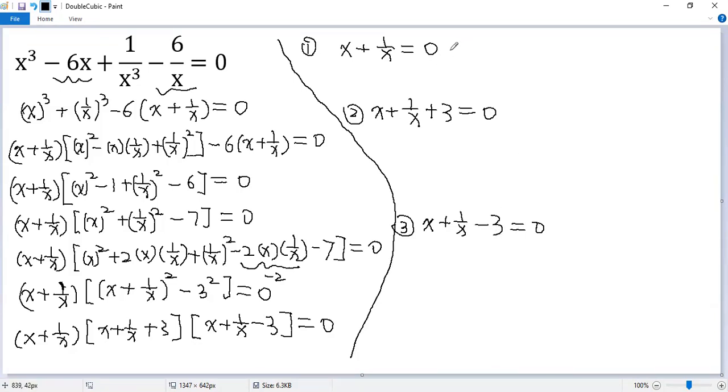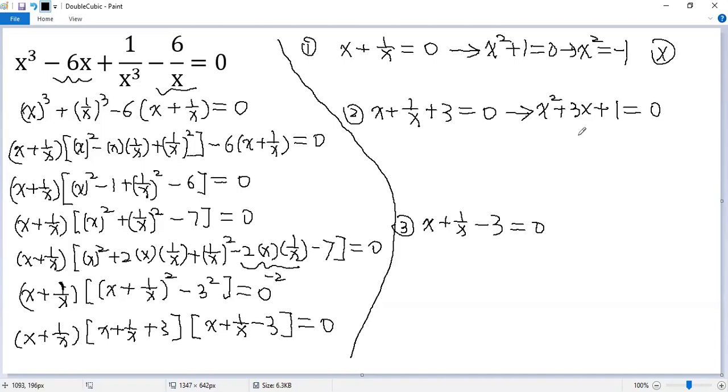For the first one, both sides multiply by x. So we get x squared plus 1 equals 0. So x squared equals -1. No real solutions, because the square of any real number should be non-negative. Let's look at the second one. Again, both sides multiply by x, so we get x squared, and then 3 times x, so 3x. This one times x plus 1, so plus 1 equals 0.